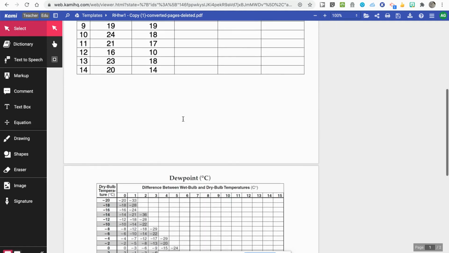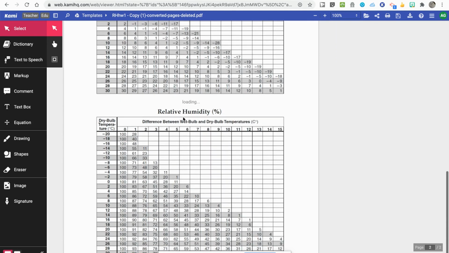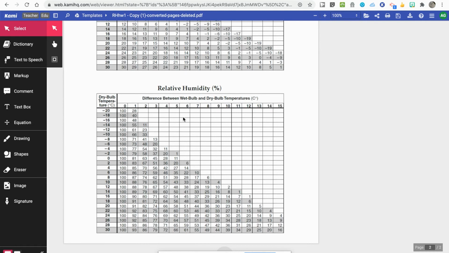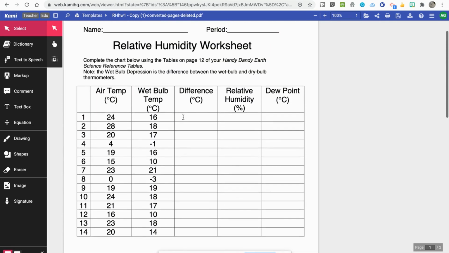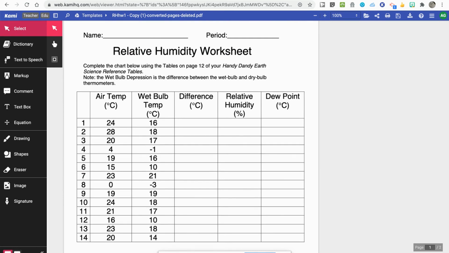And if you scroll, hang on. Like I said, I just have two screens pulled up. So let me get back.